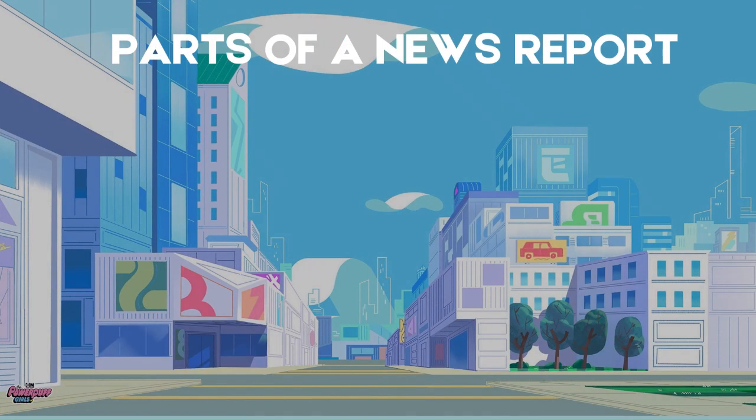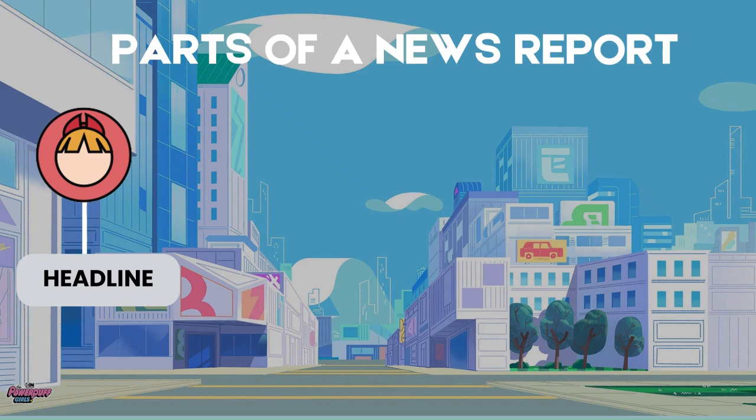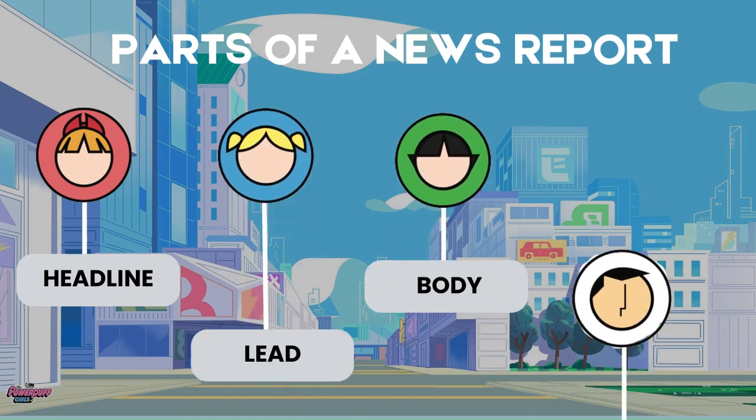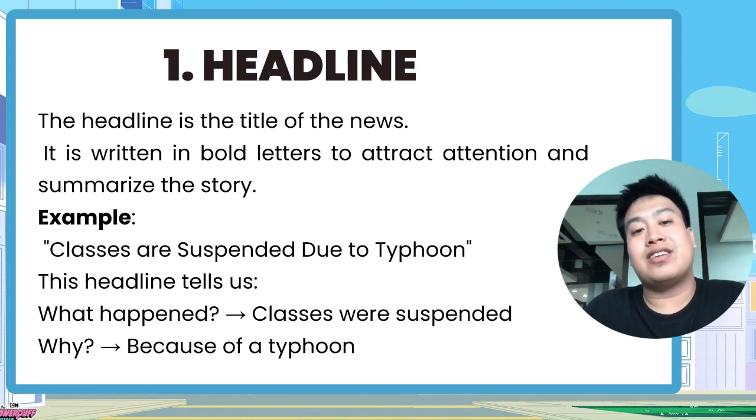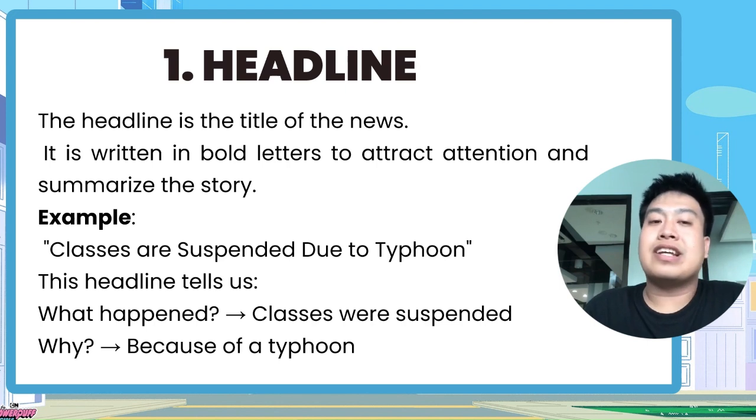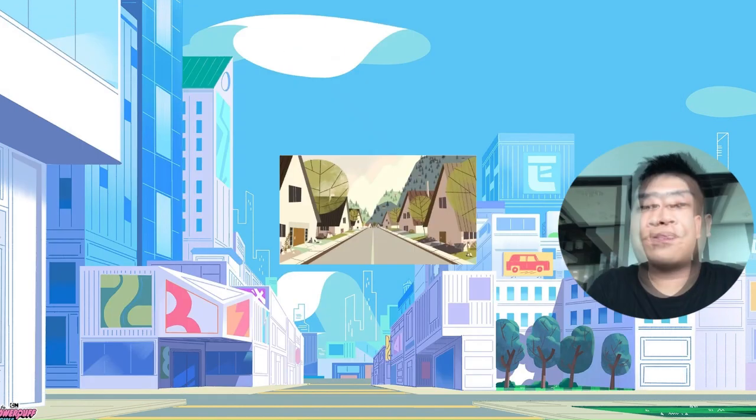Parts of a news report include the following: the headline, the lead, the body, and the quotes. The headline is the title of the news. It is written in bold letters to attract attention and summarize the story. So for example, "Classes suspended due to typhoon." This headline tells us what happened and why: the classes were suspended because of a typhoon.